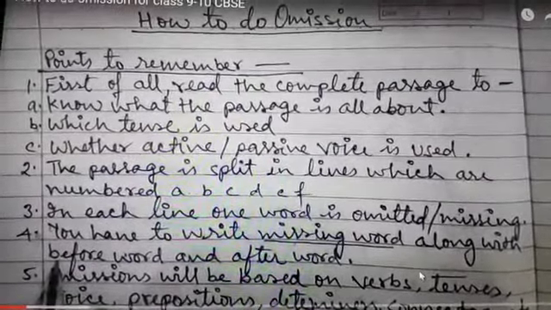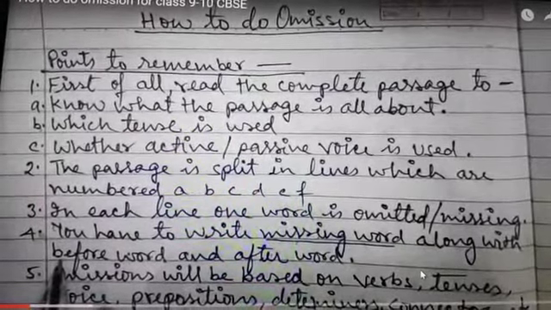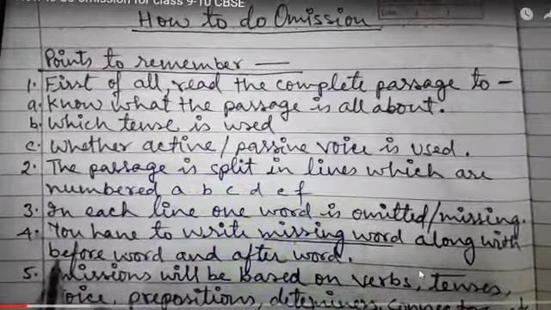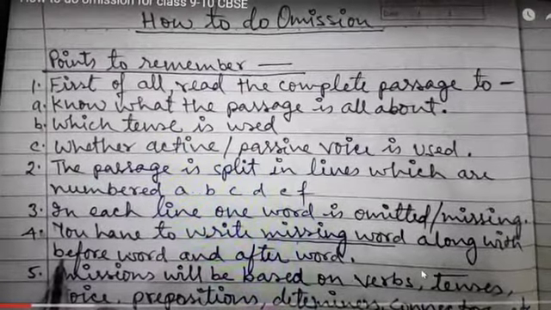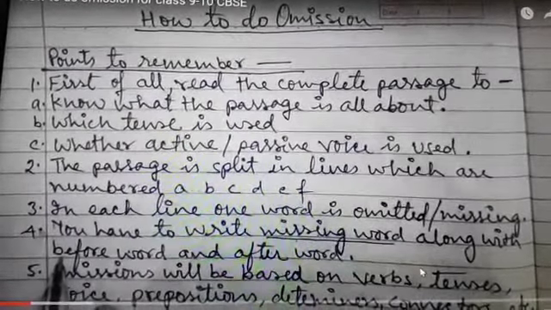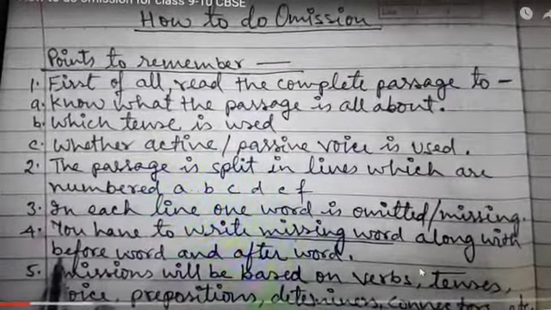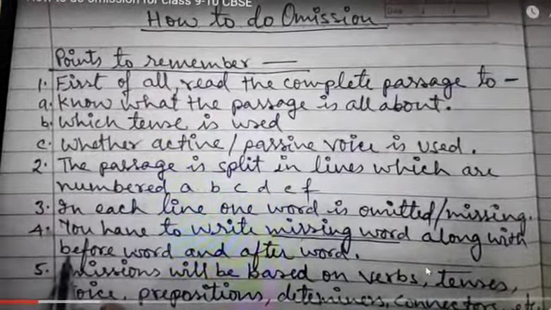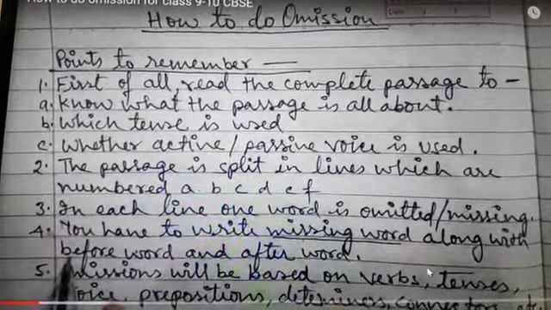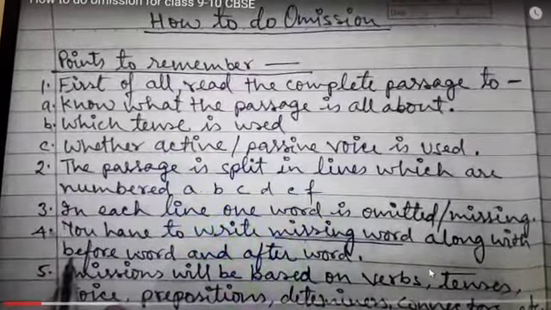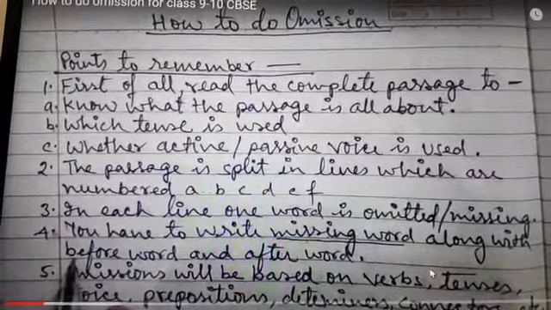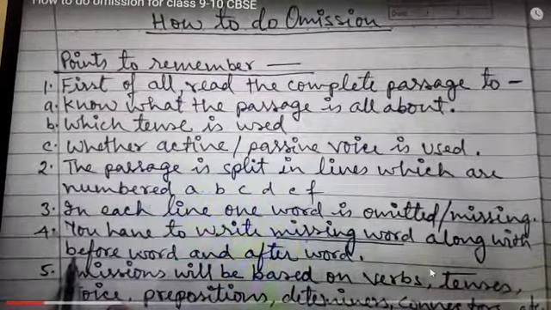As we know, omission is an exercise where in each sentence one word is missing and we have to insert the correct word. So first of all, let's see the points to be remembered while doing this omission task. The first one: first of all, read the complete passage carefully.